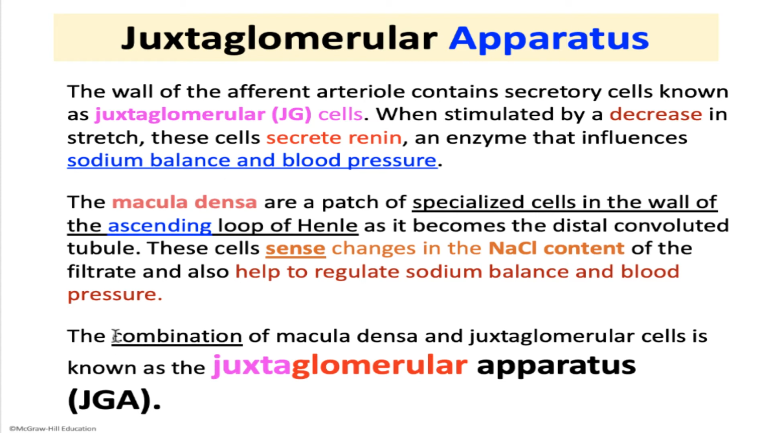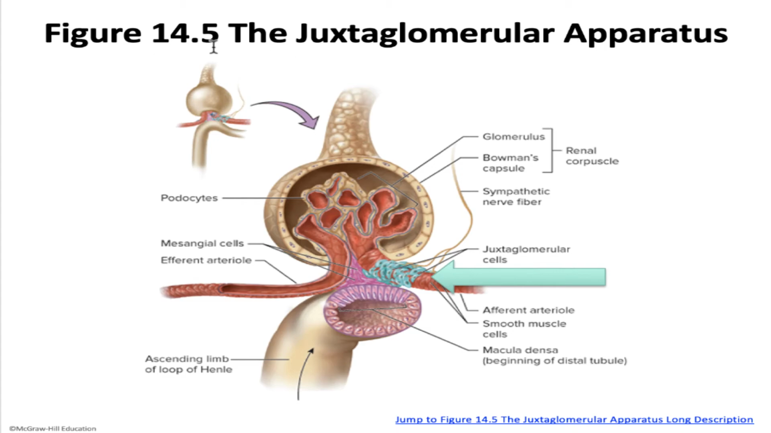And the combination of this region has a name. It's called the juxtaglomerular apparatus, the JGA. Figure 14.5 highlights the two classes of cells. The juxtaglomerular cells, the JG cells, are in green, and in purple we can see the macula densa. You can see the close approximation to each other, and that's important in one influencing the other. We'll readdress this in more detail shortly.